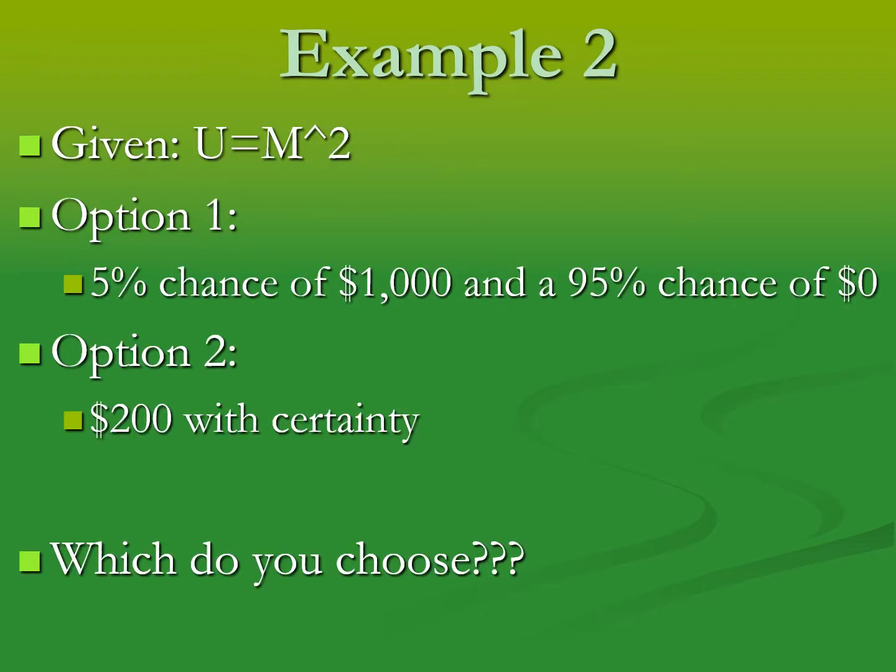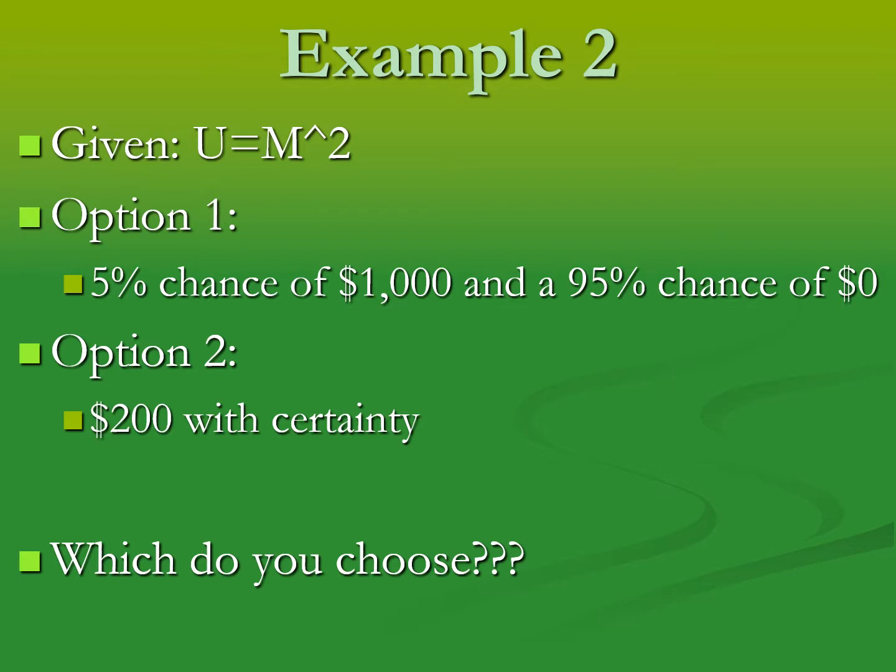Give you another example here, example 2. Now we have a different utility function here. So now we can see that our utility is our income squared that we get from this payoff. In option 1, we have a 5% chance of $1,000, plus a 95% chance of $0. But in option 2, we have $200 with certainty. Which one of these two do you choose? See if you can do the math following the same process.